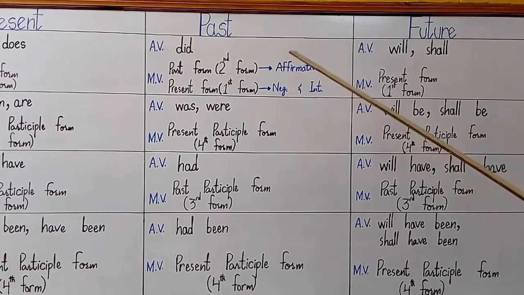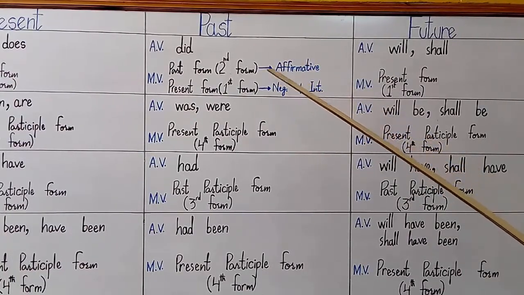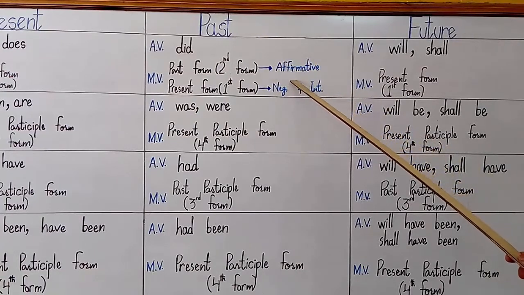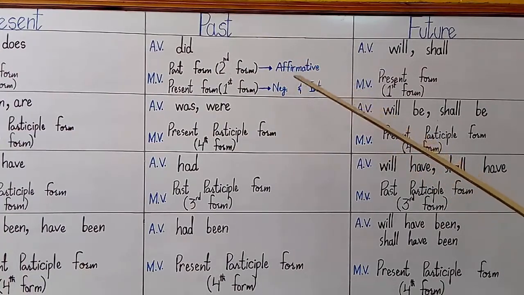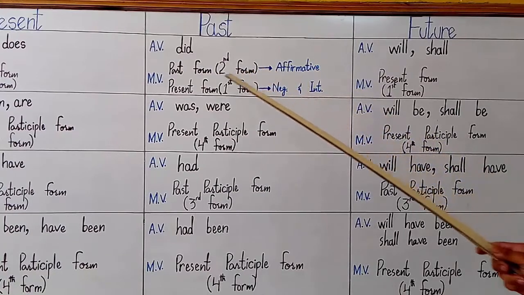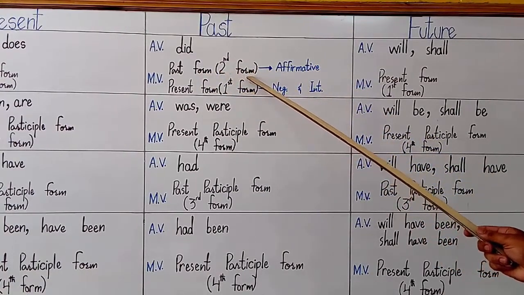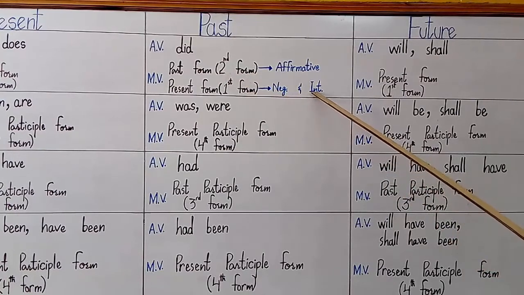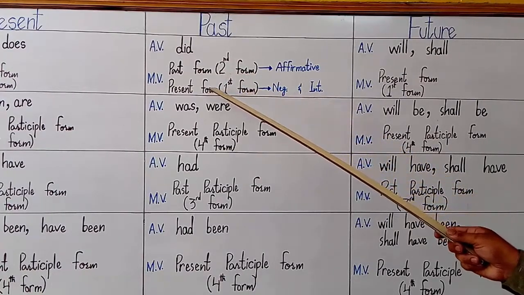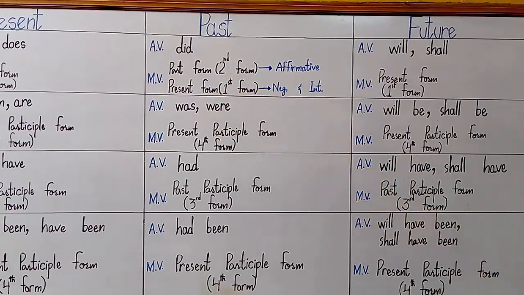So I am repeating it for you. Past simple affirmative sentence is the only sentence where we use past form of main verb, which means second form of main verb. And in negative and interrogative sentences, we use present form, which means first form of verb.